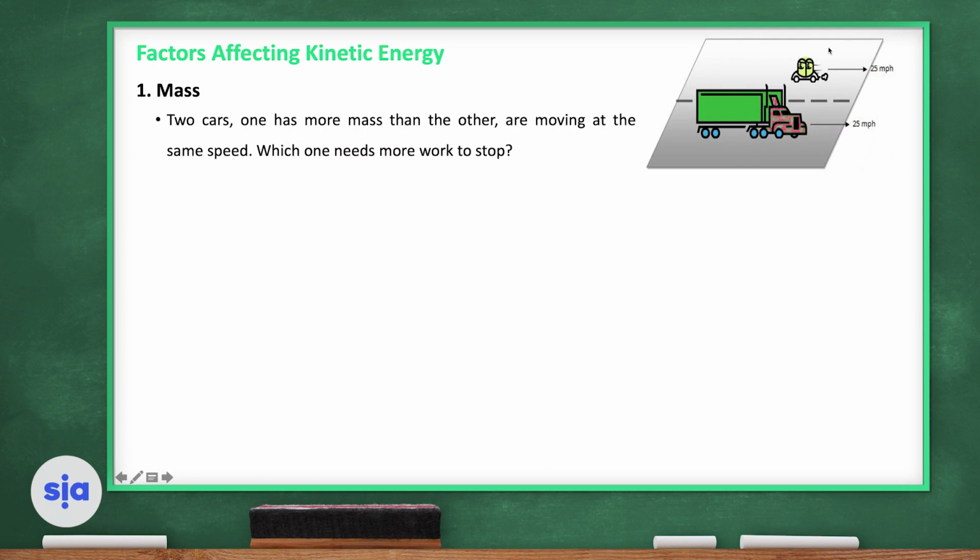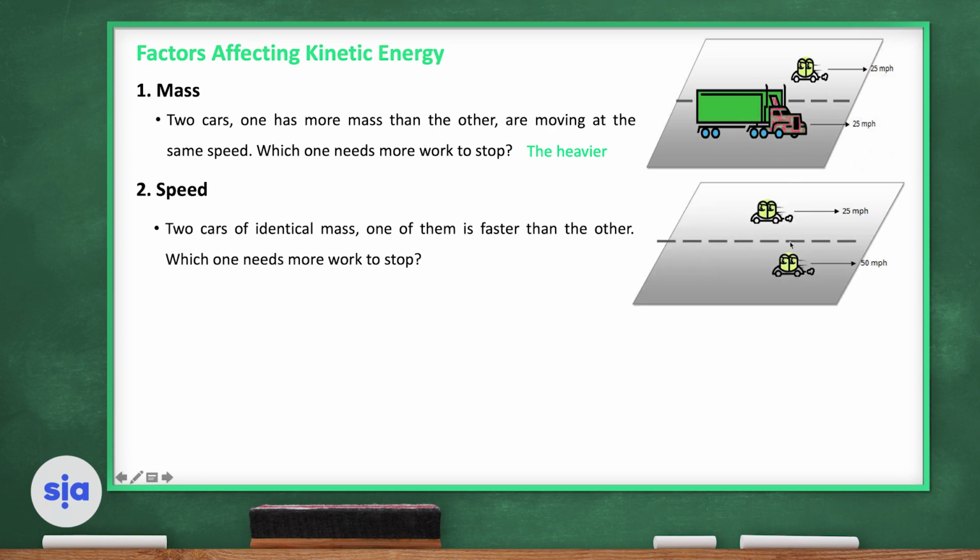If we have two cars, one has more mass than the other. Of course, the truck is heavier than this small car, and they are moving at the same speed. Which one needs more work to stop? The heavier one.